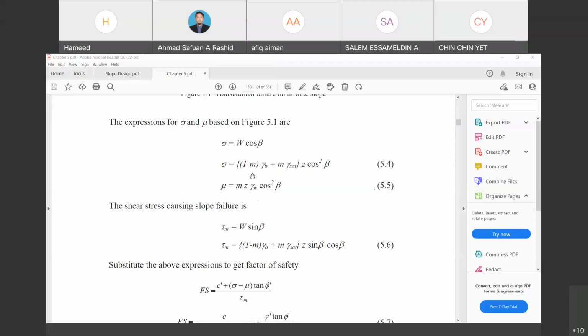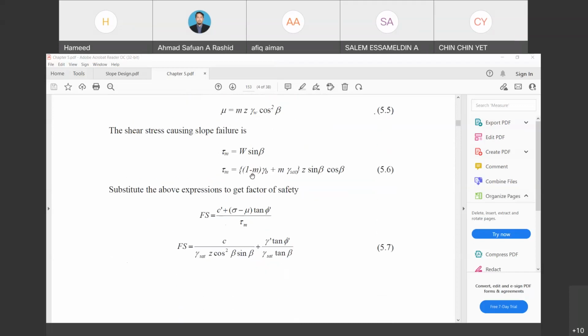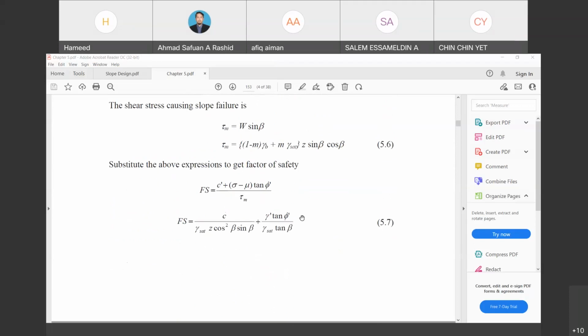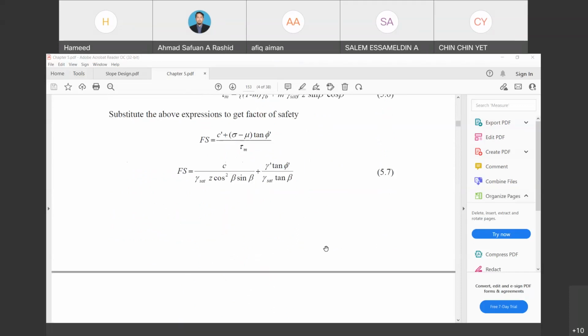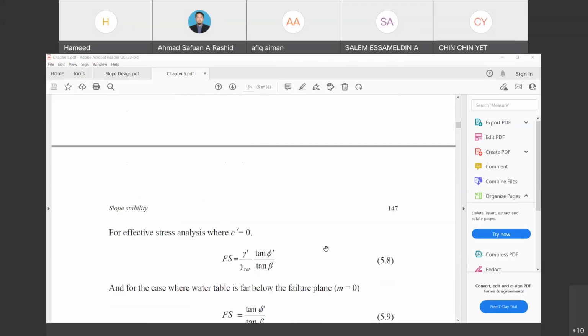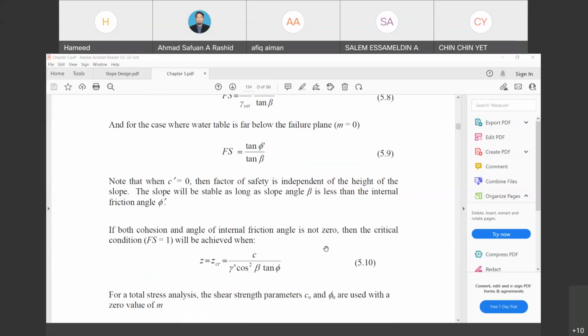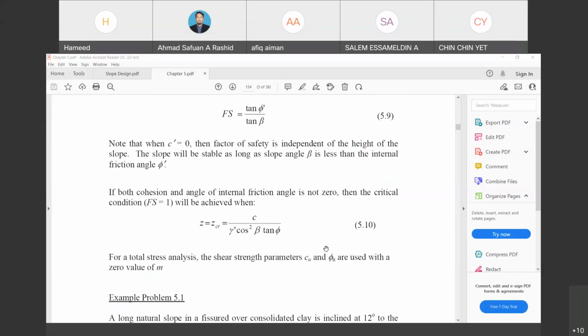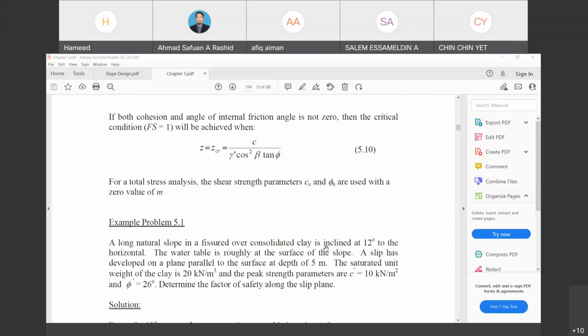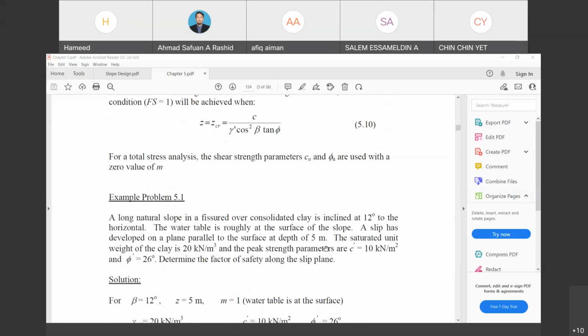So yeah, the same that we have discussed previously. So this is the simplified one, where the water is full, up to the slope surface. So the same discussion that I have discussed with you. So now we may look on some examples.